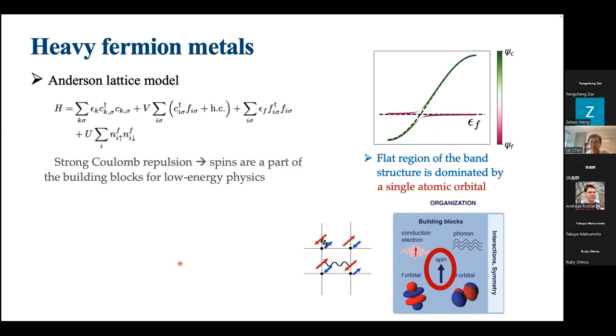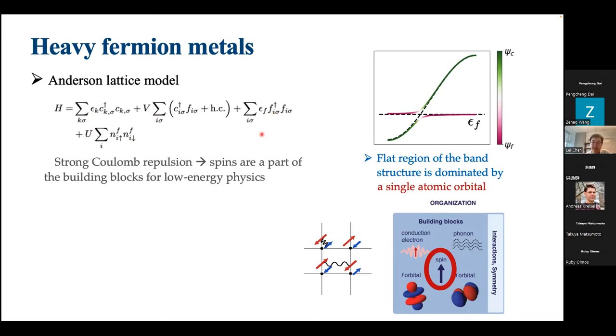The easiest way to describe a heavy fermion system is to write down this type of Hamiltonian. There are two types of fermions. One is the conduction electrons with very dispersive bands, and the other is the very localized f electrons, which are not that dispersive and are associated only with a local energy. And you have this interaction term acting on these local moments, or these localized f electrons.